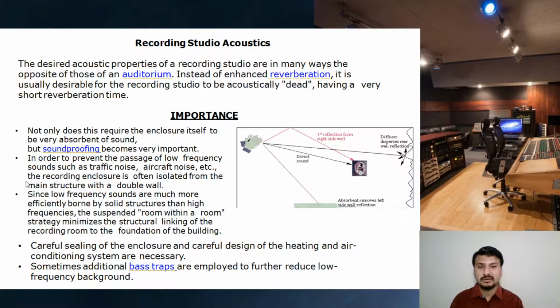So later one can identify the flaws in the studio. That needs to be rectified, or kept in mind while designing the studio. In order to prevent the passage of low frequency sound such as traffic noise, which many times happens if the studio is located in a traffic area of the city, such as traffic and aircraft noise, the recording enclosure is often isolated from the main structure with a double wall.